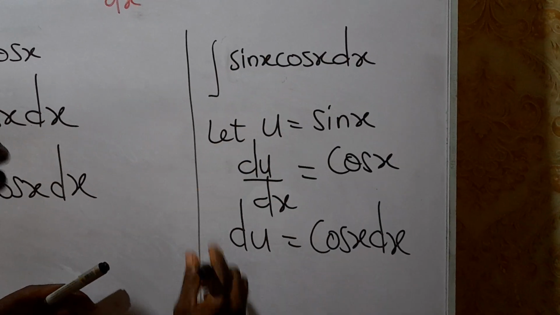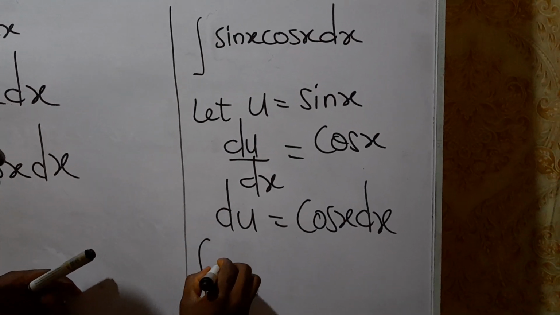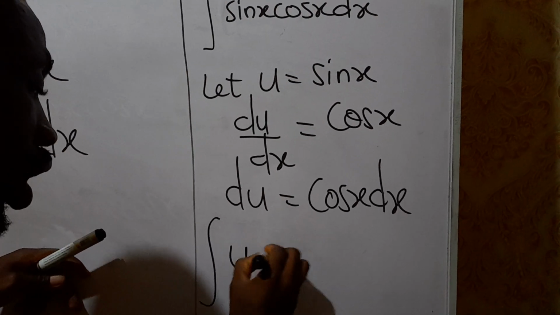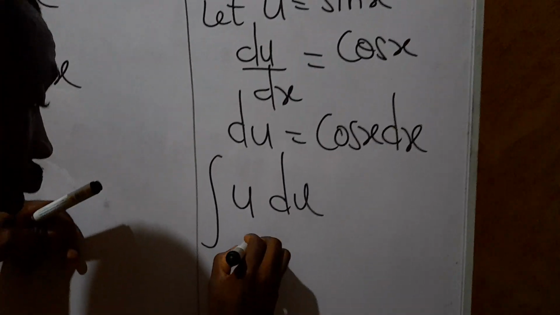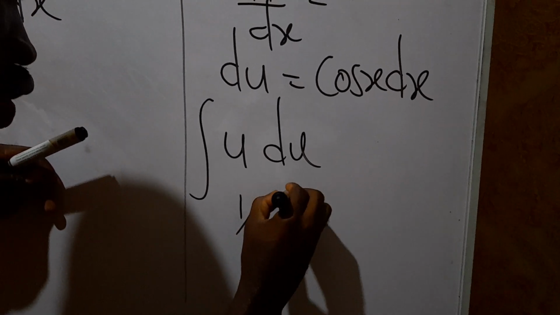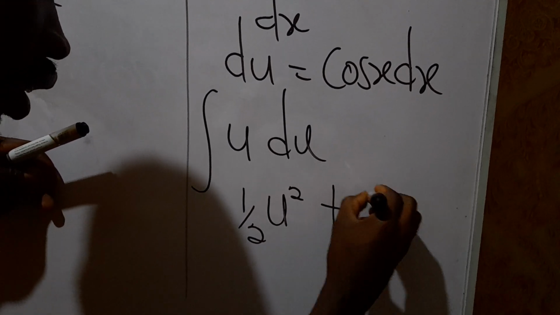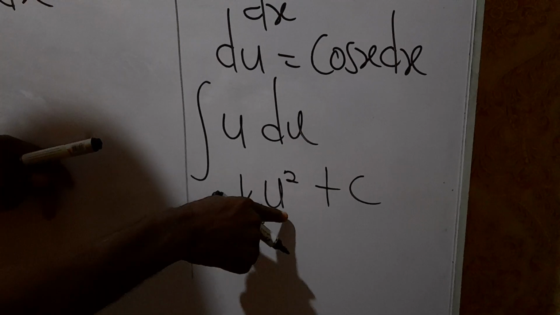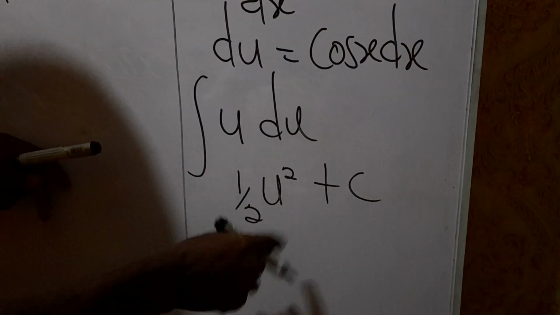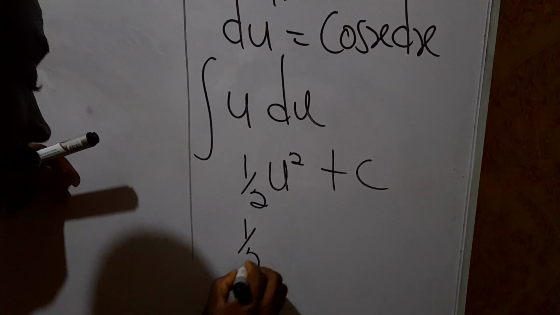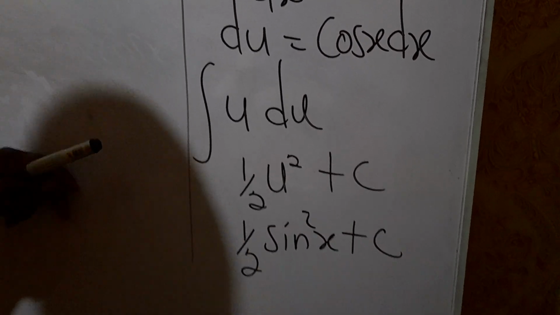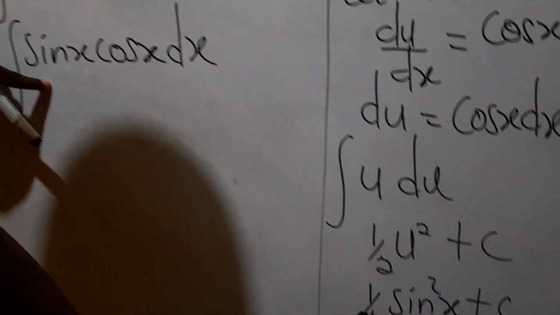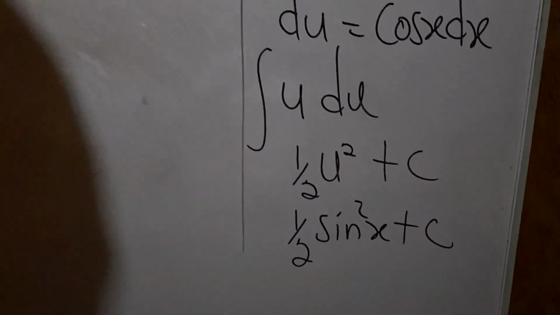So the integral of that will just be the integral of u du. The integral of u, remember, will be half u squared plus our constant of integration. What's u? u is sin x, so we substitute back. We have half sin squared x plus c. So we can say the integral of sin x cos x is half sin squared x plus c.